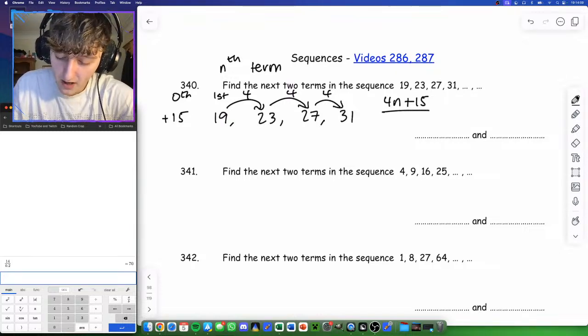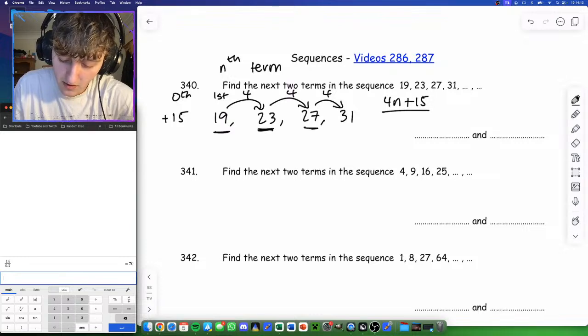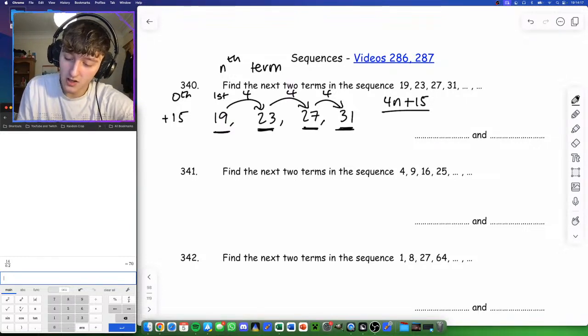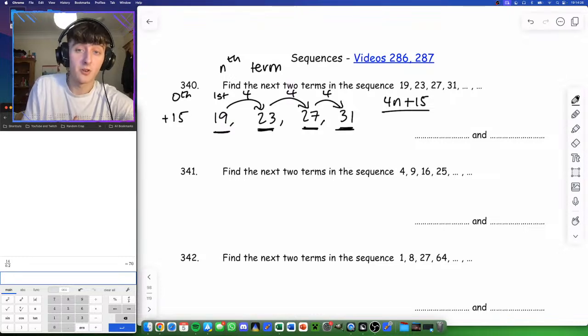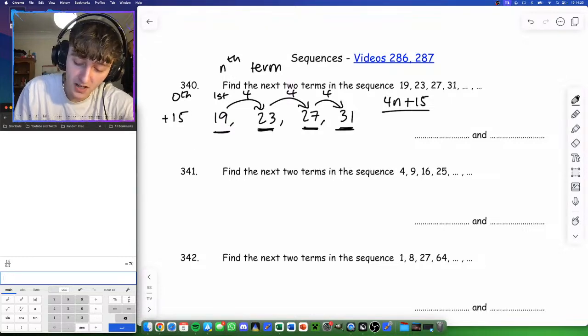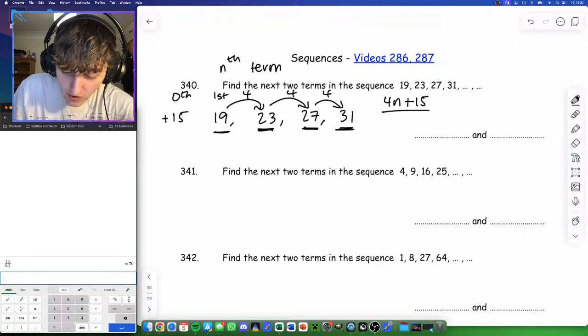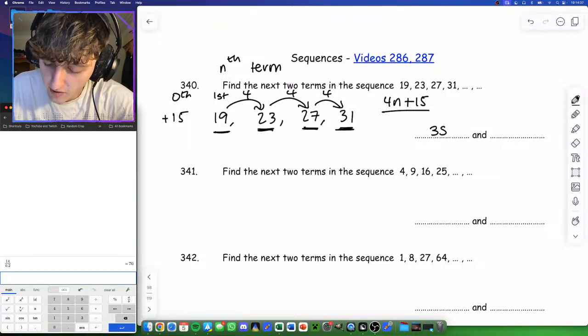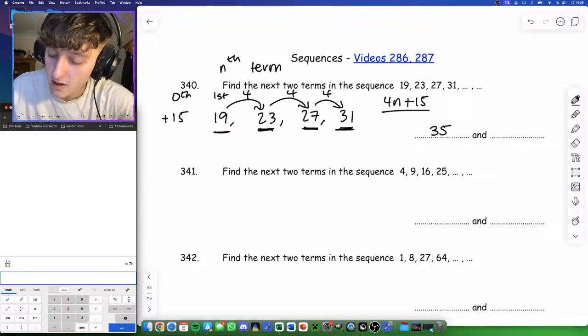That means that if we do first term, second term, third term, fourth term, 4 times 4 is 16. 16 plus 15 is going to be 31. Oh, we've already got the fourth term. I'm looking for the fifth. Sorry there. So 4 times 5 is 20, plus your 15 is going to be 35. If you add 4 onto here, that is also 35. So there we go. We've got our nth term right. So 35, and then just add another 4 on. It's going to be 39.